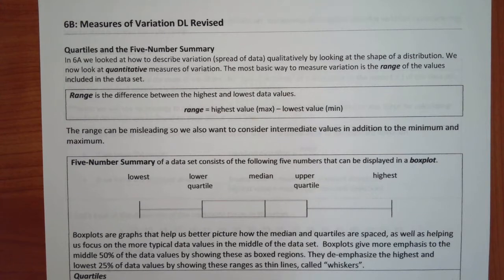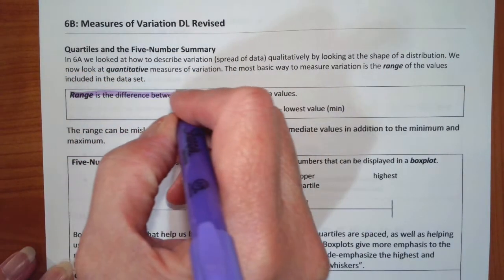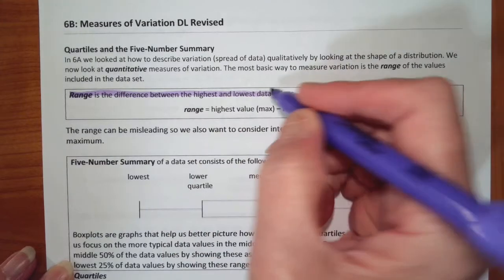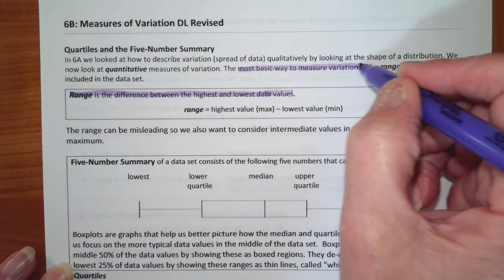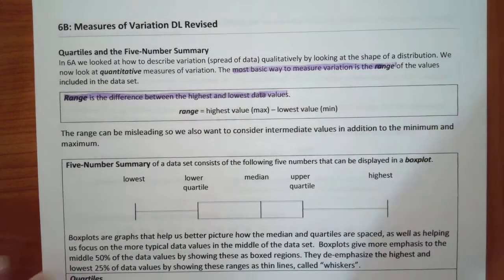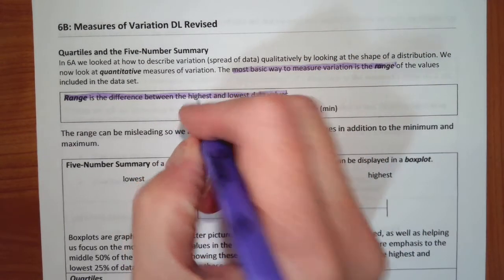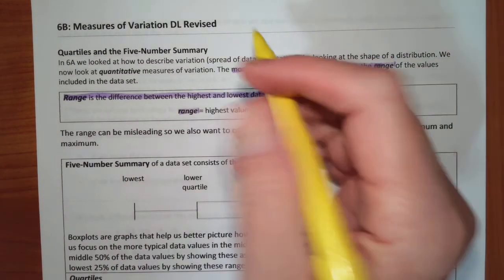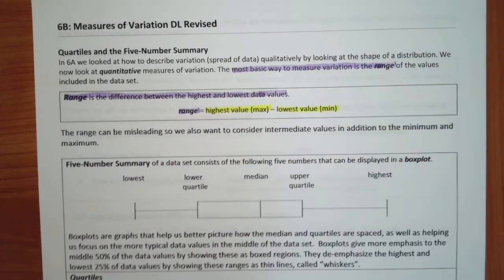But let's do some definitions. The first one is the range. And of course, it is the difference between the highest and the lowest data values. Okay, it is the most basic way to measure variation. Is, well, what's the largest value, what's the smallest value, and let's look at what the difference of those is. So to find the range, we take the highest value minus the lowest value.